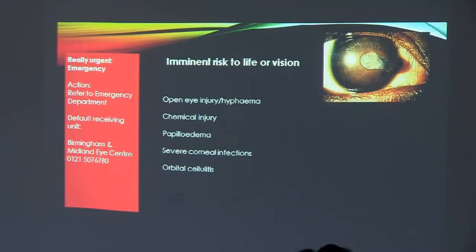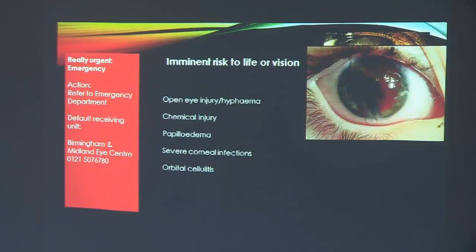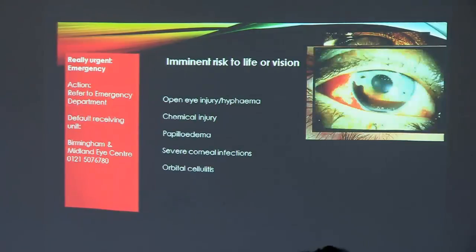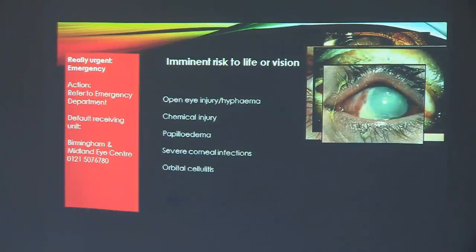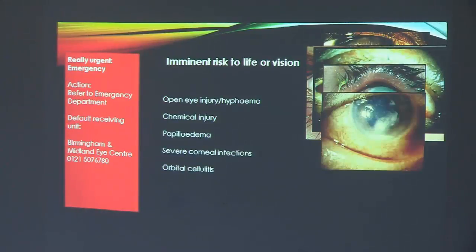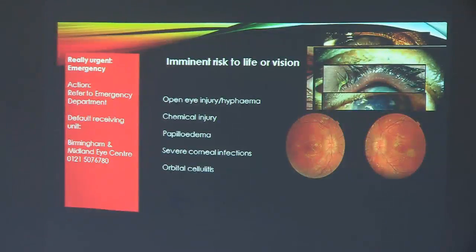Open traumatic eye injuries, these are nasty ones. Serious ocular trauma with a hyphema here, blood in the anterior chamber, nasty chemical injury. This is an infected cornea with that hypopyon, that's called, the white bit with the flat top in the front of the eye. Papilledema, so swollen discs in a child.